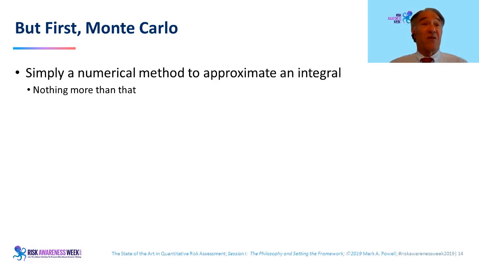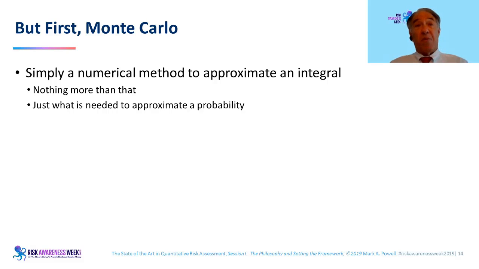People think that it's a simulation. The Monte Carlo is run on a simulation. The simulation is the integrand. The Monte Carlo is run to get the integral that you need. And of course, that's just what we need to approximate a probability, because a probability is always an integral of a probability model or an uncertainty model. Just exactly what we need for a risk assessment, a quantitative risk assessment.